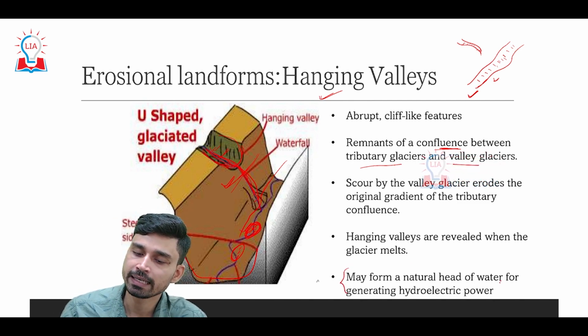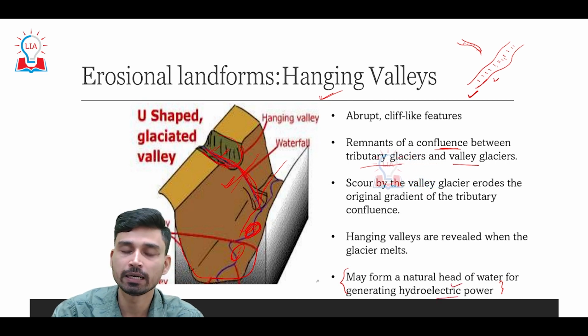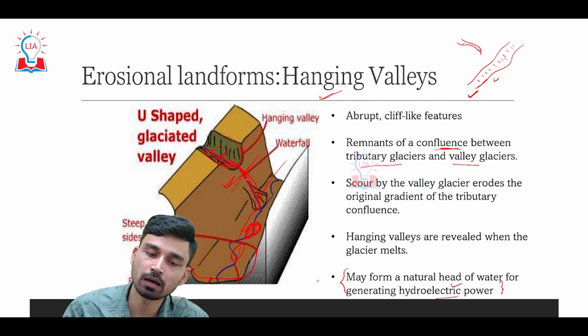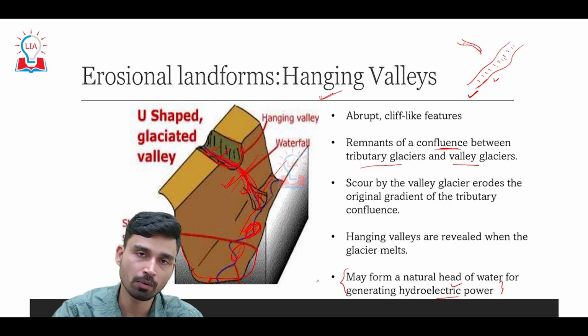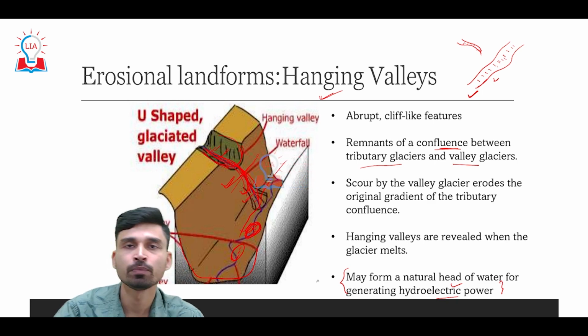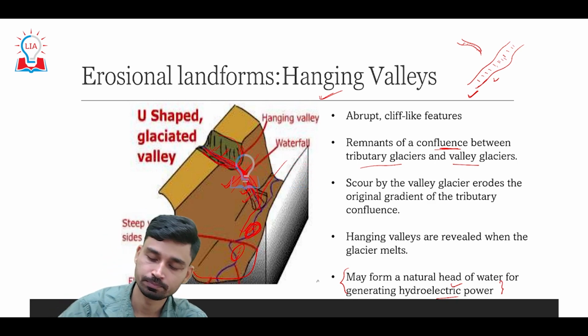Most of the time, hanging valleys are also used as a natural head of water for generating hydroelectric power, because since they come from a higher elevation, the water's kinetic energy can be transformed to generate hydroelectric power, and that is why this is also very important from an economic point of view.